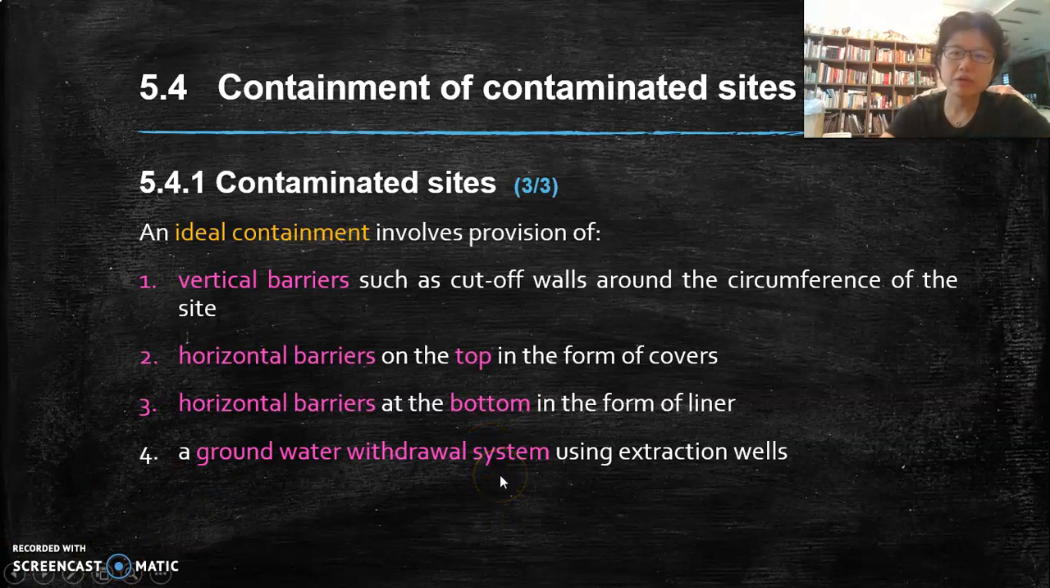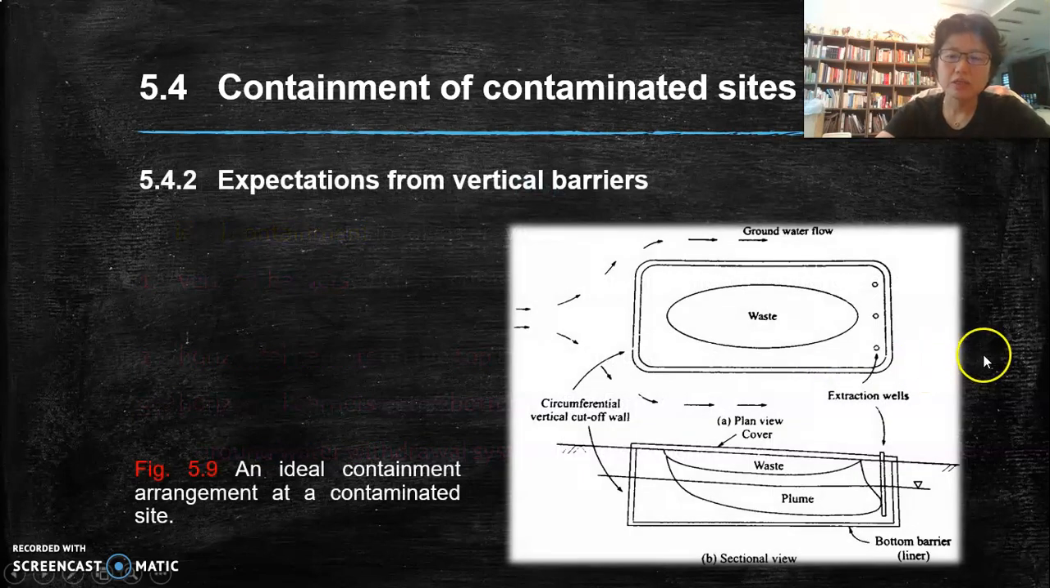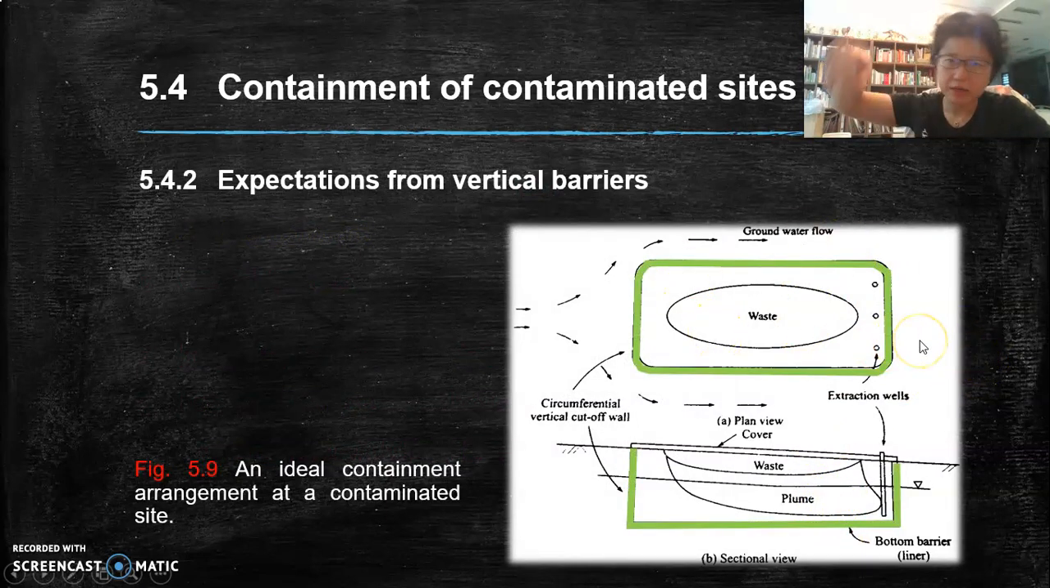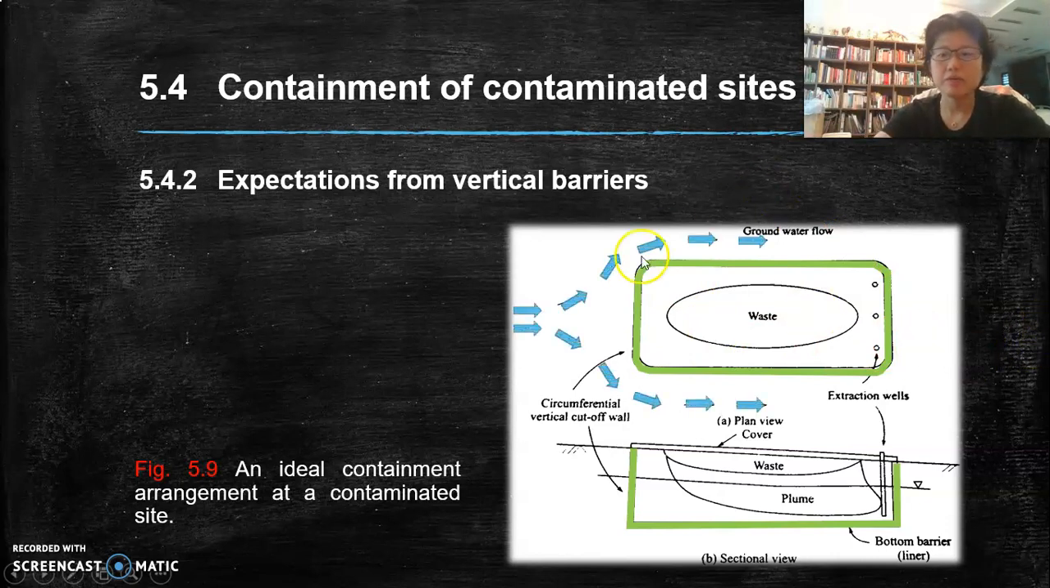So meaning that if the groundwater is contaminated, then you could actually monitor it by having the extraction wells. So this is an example of how they look, the plan view and the side view of it. So this is your cutoff barrier, the vertical ones we talk about along the perimeter of your dump site. When the groundwater flow comes, it will not be able to penetrate through your barrier. You flow around it.